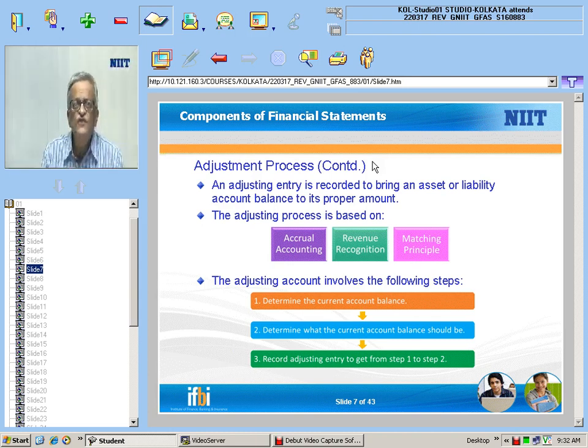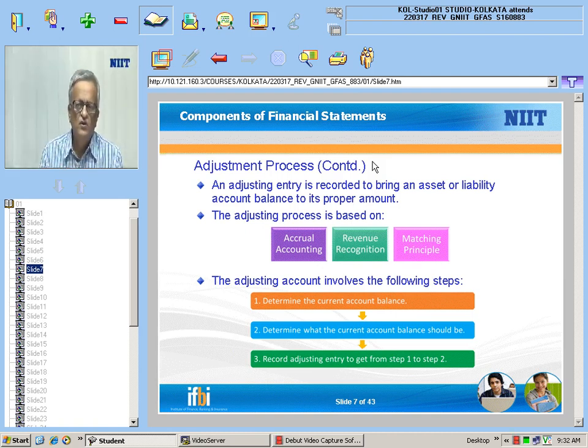In the last slide we talked about these items. So what is the adjustment process? The adjustment process involves the following steps. First, determine the current account balance. Number 2, determine what the current account balance should be. Number 3, record the adjusting entry to get from step 1 to step 2.